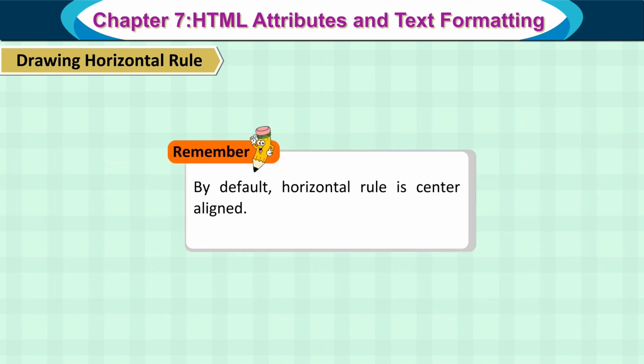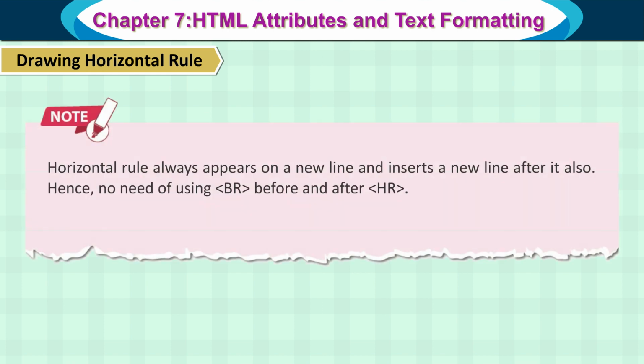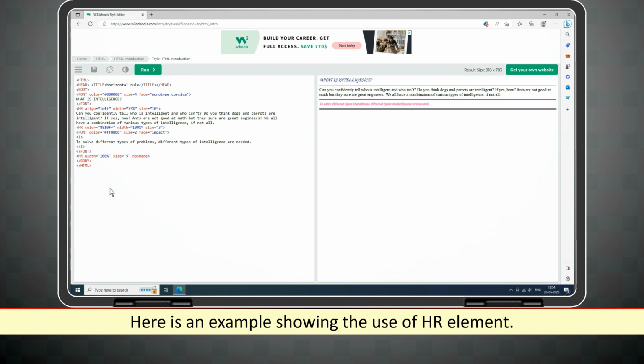Remember, by default, horizontal rule is center aligned. Note, horizontal rule always appears on a new line and inserts a new line after it also. Hence, no need of using BR before and after HR. Here is an example showing the use of HR element.